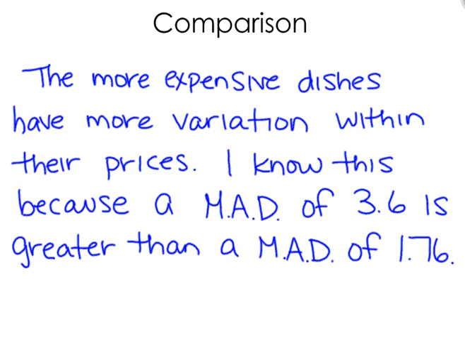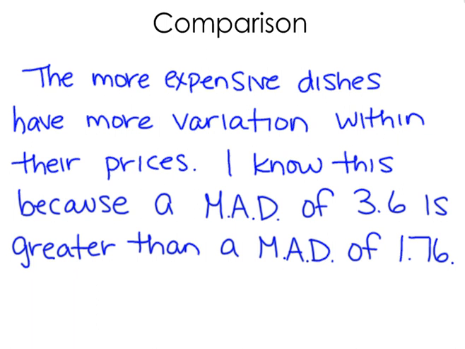All right, so an example of what you could write for your comparison: I said the more expensive dishes have more variation within their prices. I know this because a mean absolute deviation of 3 and 6 tenths is greater than a mean absolute deviation of 1 and 76 hundredths.